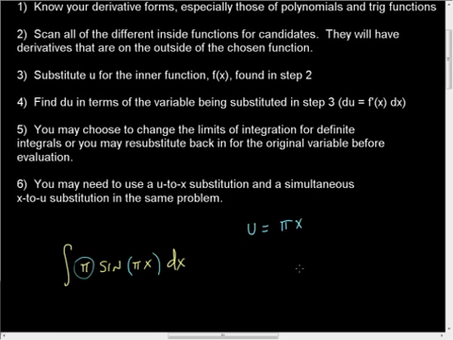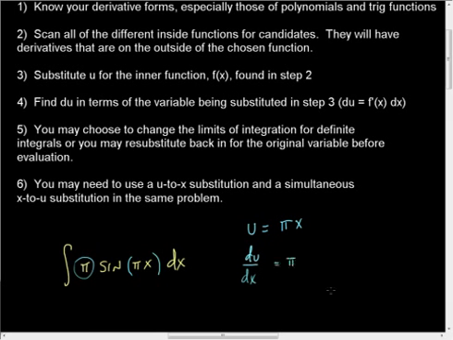It's not really that bad, is it? But now in step 4, find du in terms of the variable being substituted. In other words, you're going to take the derivative and find the differential du and see what that version is. It's very, very closely related to related rates. How does u change as x changes, that sort of thing. And so for this particular example, if we take the derivative of both sides, du with respect to x is equal to simply pi.